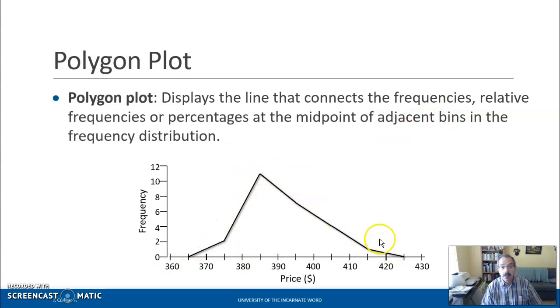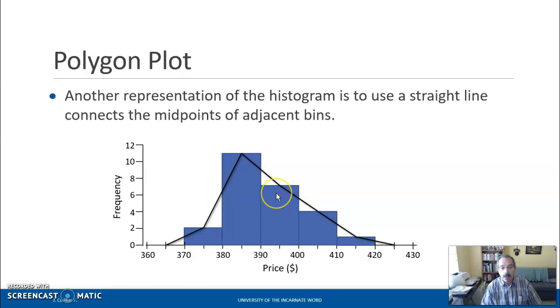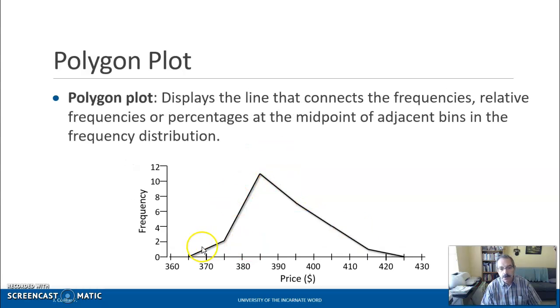And so the polygon will look like this, not like this. Here I just superimposed the polygon to show you what it represents with respect to the histogram, but we typically will draw it like this. So we have two graphs that we can use to represent the frequency distribution for continuous data.